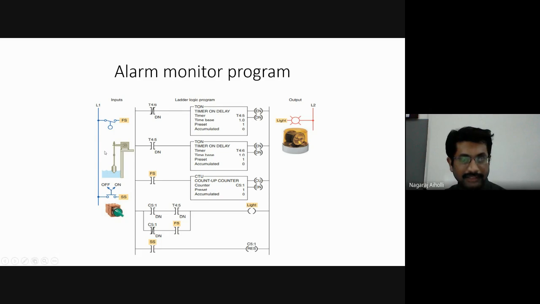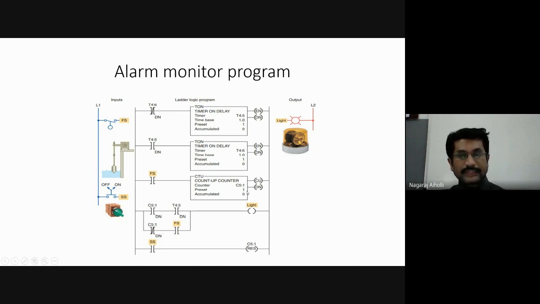It reaches a certain level. When it reaches the predefined level, the limit, the sensor is activated, the float switch is activated. Because of the activation of this float switch, what is going to happen? This FS is becoming true. Examine if closed is true, and the count up process will start. The up counter will count from 0 to 1.